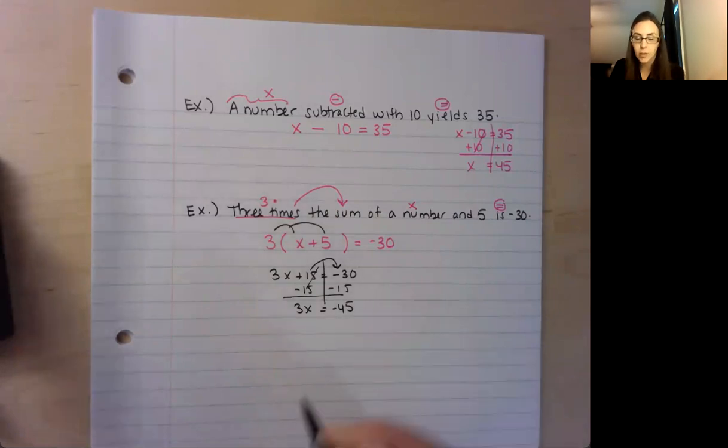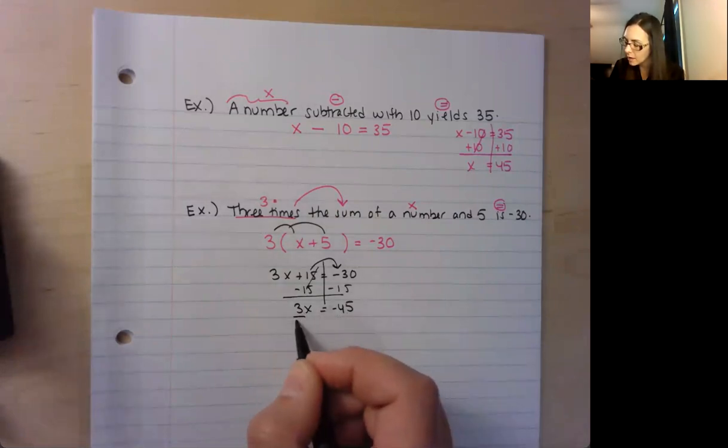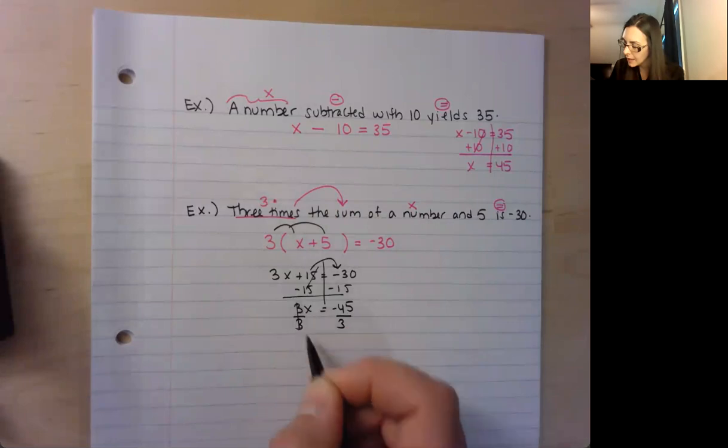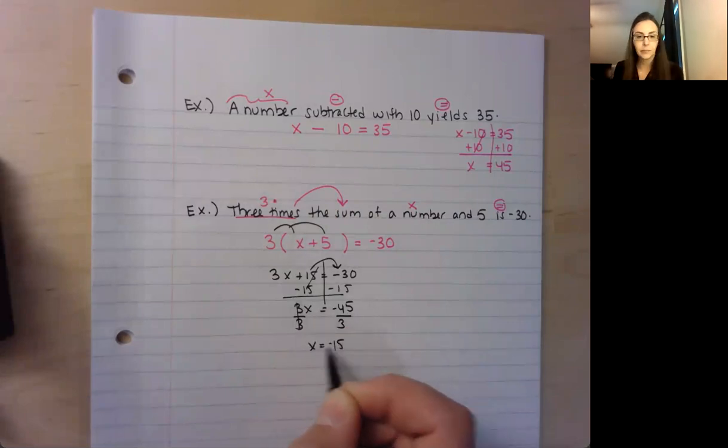And then now that all my like terms are combined, I can go ahead and divide on both sides by 3 and get the answer of -15 here.